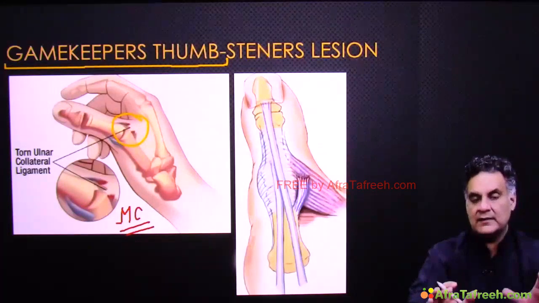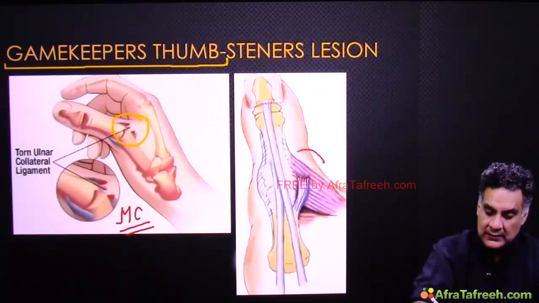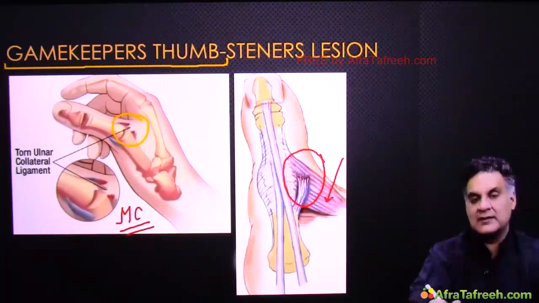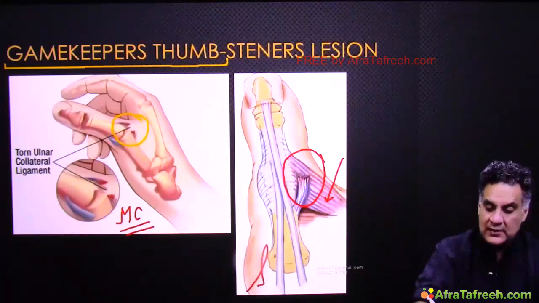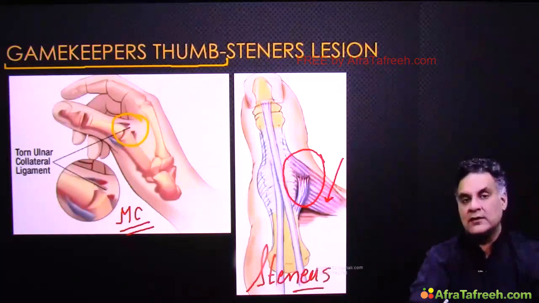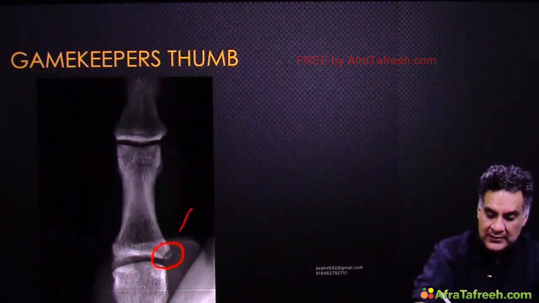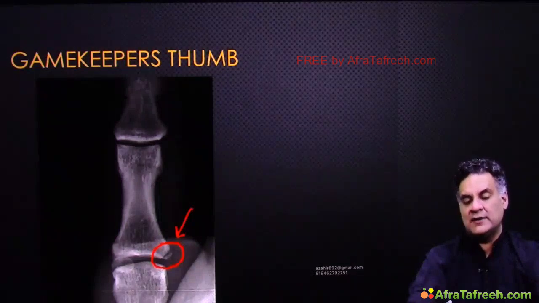It is treated by cast application. Sometimes, in between the torn ulnar collateral ligament, the adductor pollicis muscle can be entrapped. This is called Stener's lesion, and this is an indication for operative management. Usually, it is the phalangeal insertion which is avulsed at the metacarpophalangeal joint.